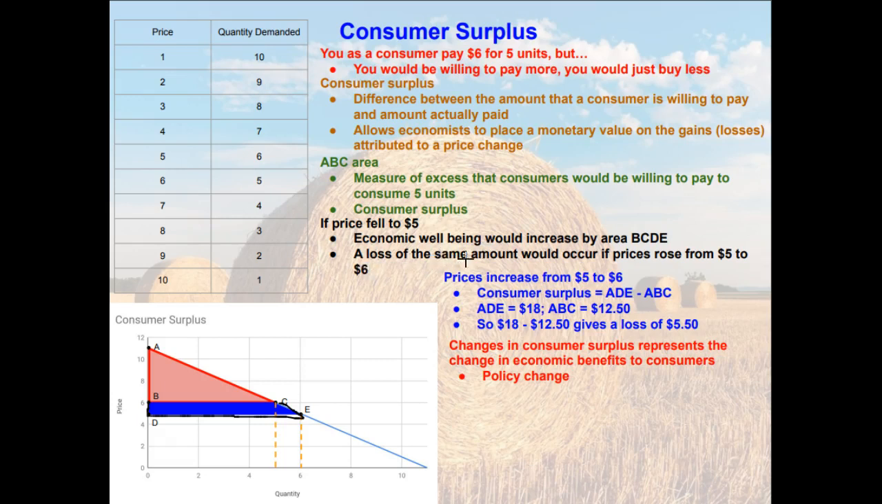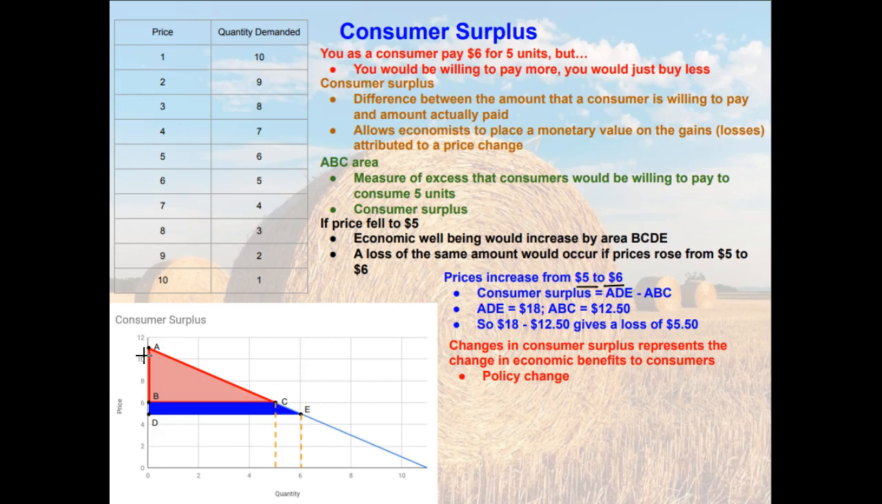A loss in the same amount would occur if prices rose from $5 to $6. So in our example, prices fell from 6 to 5. But if they rose from 5 to 6, we would see a decrease in the consumer surplus. So prices increase from $5 to $6. Let's just go with this mathematical example real quick. Prices increased from $5 to $6.